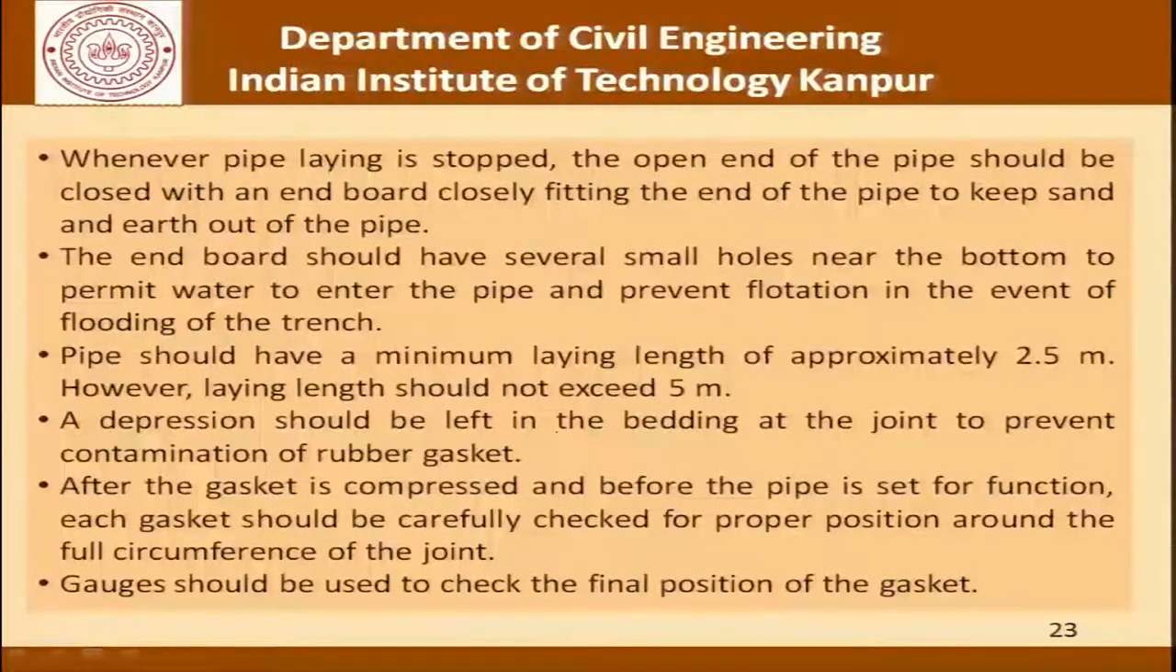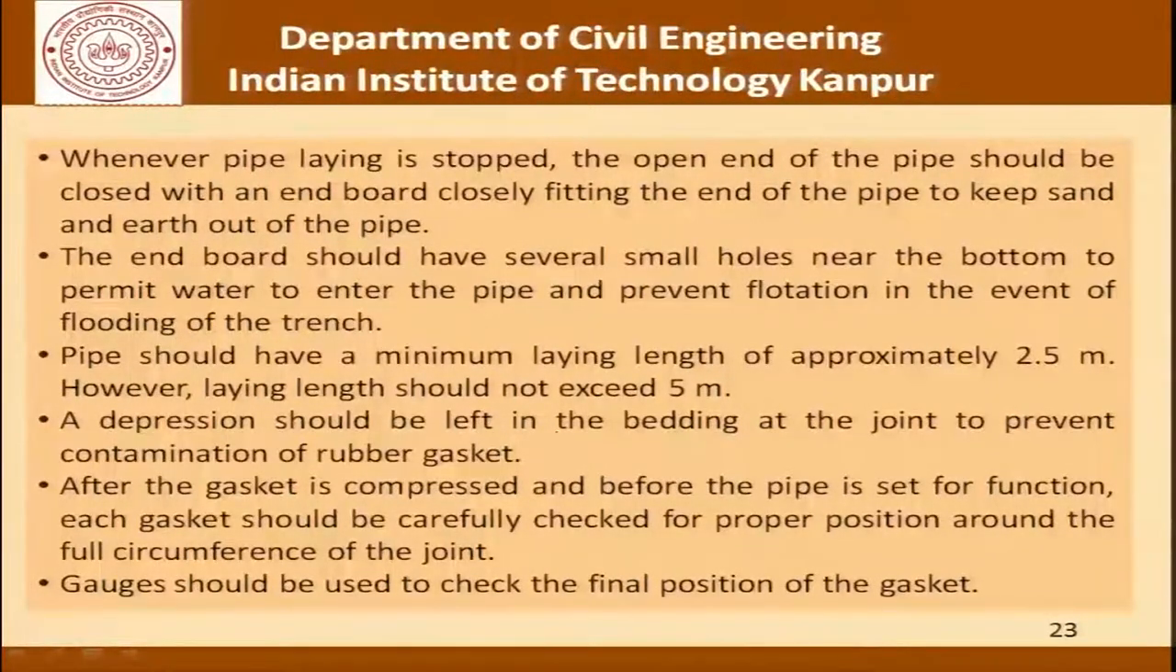The end board should have several small holes near the bottom of the pipe to permit water to enter the pipe and prevent flotation in the event of flooding of the trench. The pipe should have a minimum laying length of approximately 2.5 meters. However, the laying length should not exceed 5 meters. A depression should be left at the bedding of the joint to prevent contamination of the rubber gasket.